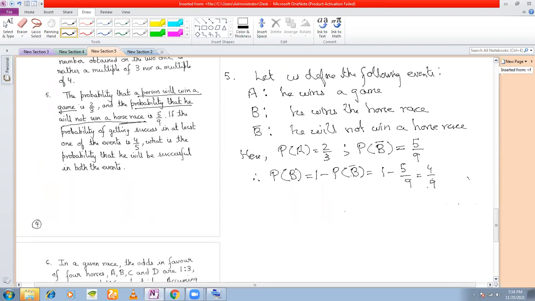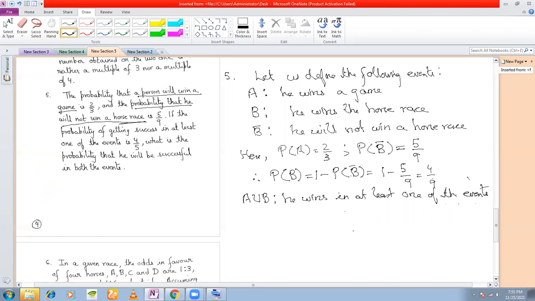Right? Now see, the probability of getting success in at least one of the events is 4 by 5. Now, what do you mean by at least one of the events? That he wins a game or he wins a horse race, right? So A union B is the event he wins in at least one of the events, isn't it? Check A union B once again. A or B. Union means A or B, right? So A or B means he wins in at least one of the events. Is this clear?